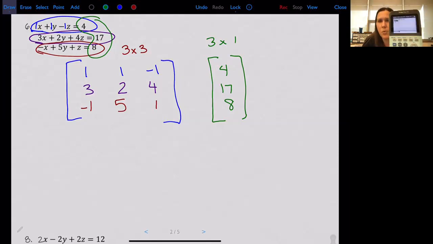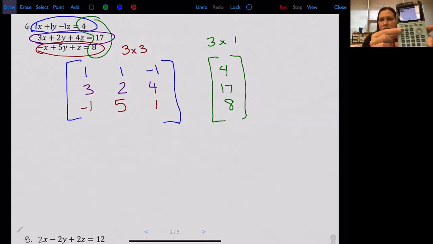So I'm going to enter in 4, enter, 17, enter, 8. Whoa, that didn't work. Hold on. I didn't push enter. 4, enter, 17, enter, 8, enter. So now my matrix looks like my green matrix. Okay, my constants right there. Okay, and now we want to quit.